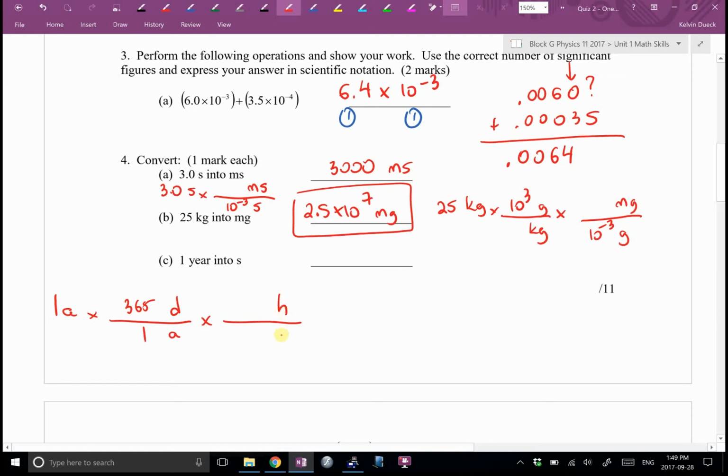And I know how many hours there are in a day. I know there's 24 hours in 1 day. And Hannah, I've memorized something because I'm lazy. I know how many seconds there are in an hour. I know it's 3,600 seconds in every hour. I've memorized that over the years.